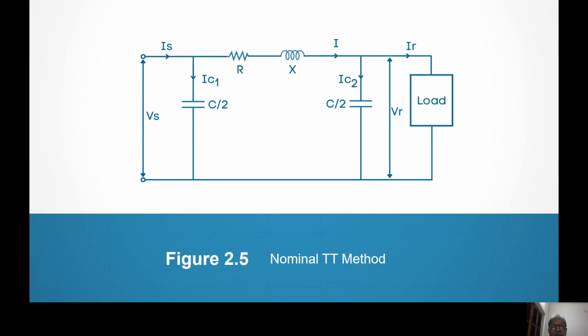Pi is like this: C by 2, C by 2, one at receiving end, one at sending end, R and X at the center. IS is the sending end current. IR is the current that is passing through the load, the receiving end current. But I is different, because IR plus IC2 gives you I, and I plus IC1 gives you IS. So all this vectorial calculation one has to do, which makes the calculation a little complex.